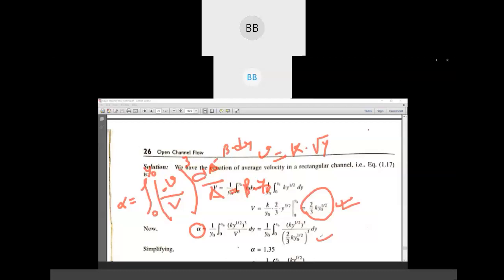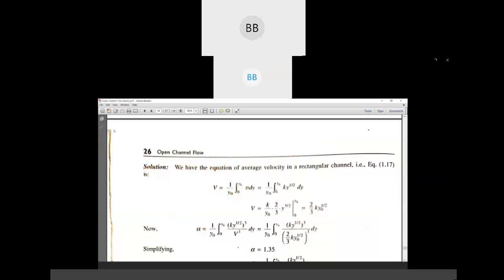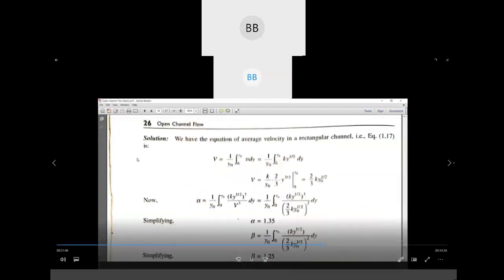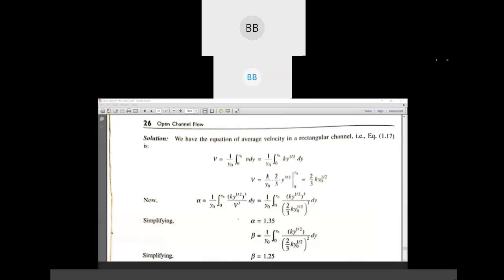The alpha value is 1.35. Try to solve. If you have any problems, then we can discuss here. So you try to find out the value of alpha.